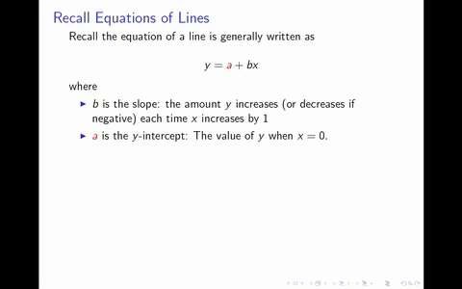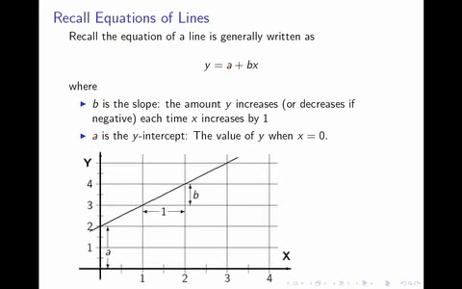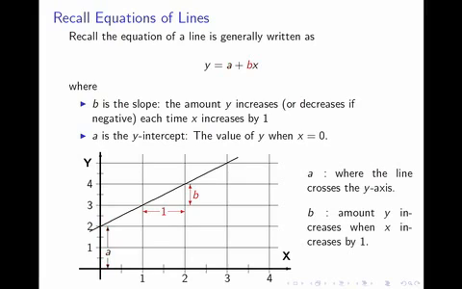So when you look at an equation of a line, you can interpret it geometrically very straightforwardly. A is where the line crosses the y-axis, and b is the amount y increases when x increases by 1. So you can draw the line just by looking at a and b.